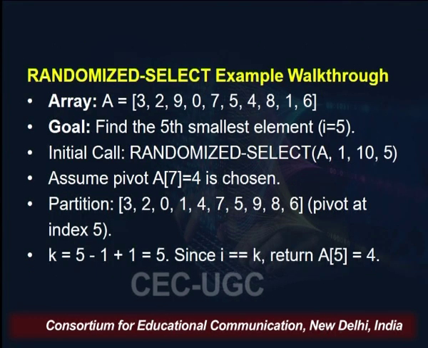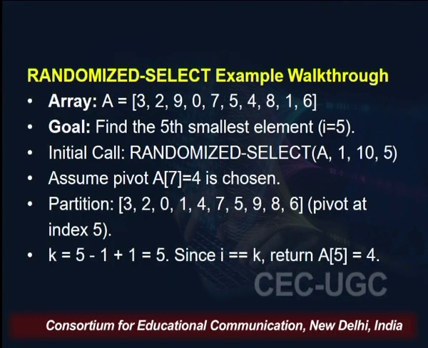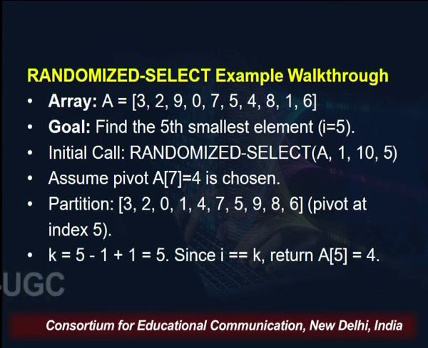Now let us take an example walkthrough for this randomized select. So here we have an array A which is 3, 2, 9, 0, 7, 5, 4, 8, 1, 6, which is 10 elements, and we need to find the fifth smallest element.